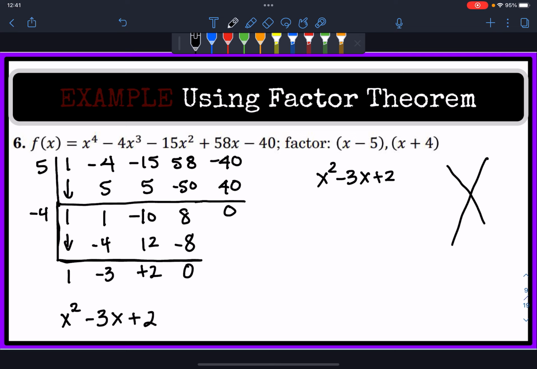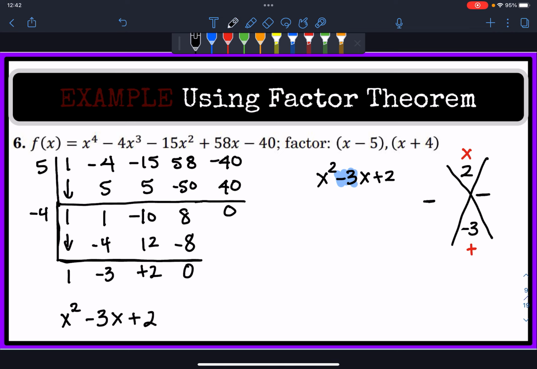So let's factor this. My bad, times on the top and plus on the bottom. So I'm going to multiply 1 with positive 2, that's positive 2, and the middle term is negative 3. So what I'm looking for is two numbers that multiply to give me 2, but add up to negative 3. Well, to get a positive, I need the signs to be the same, so either 2 positives or 2 negatives. Since they need to add up to negative 3, they have to be 2 negatives.